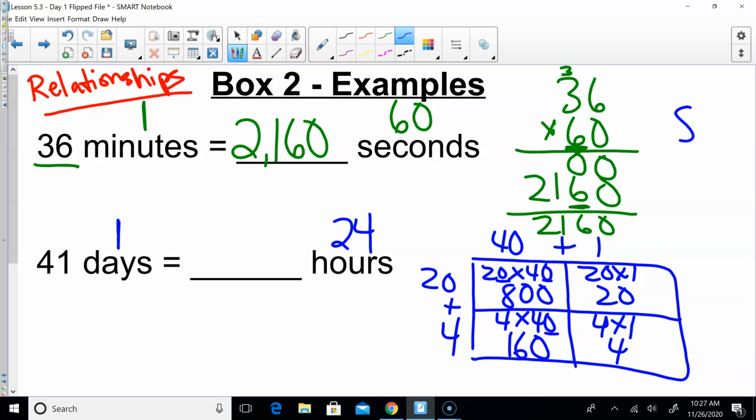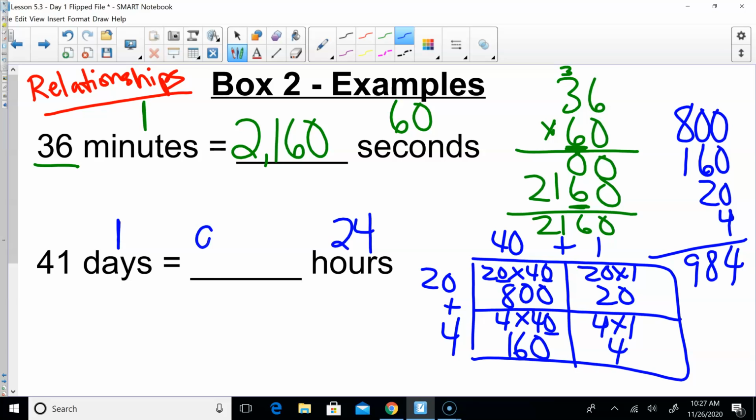Now I'm going to add up those numbers. I have 800. I have 160. I have 20. And I have 4, which would give me 984. So in 41 days, there are 984 hours. Pause the video right now and see how we worked our way through those problems to help us out.